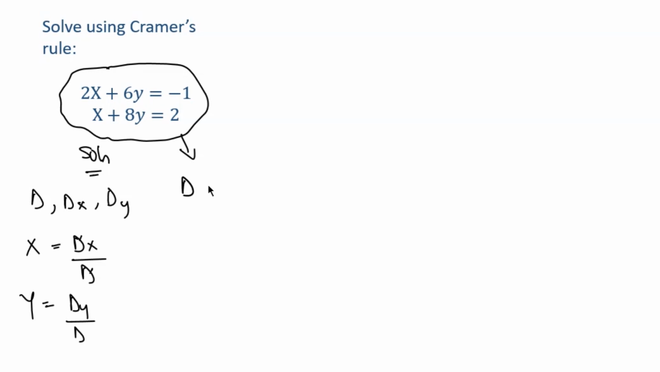In order to find D, here's what we need to do. D equals this determinant, right? So we take the coefficients of each of them, forgetting about the value at this side. So we have 2, 6, 1, and 8. So in order to solve for this determinant, we can say this equals what? 2 times 8, right? That gives us 16. Then minus, so put the minus, 1 times 6, that gives us 6, which equals what? 10. So we go for Dx.